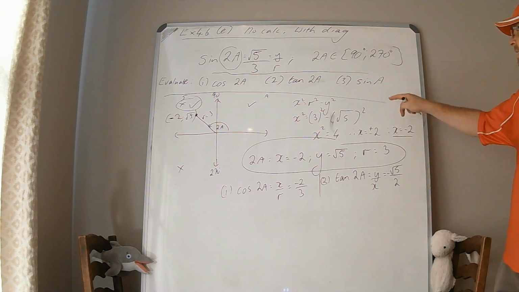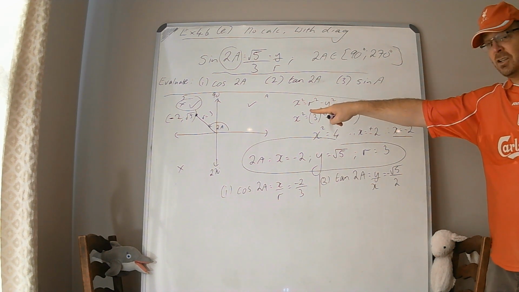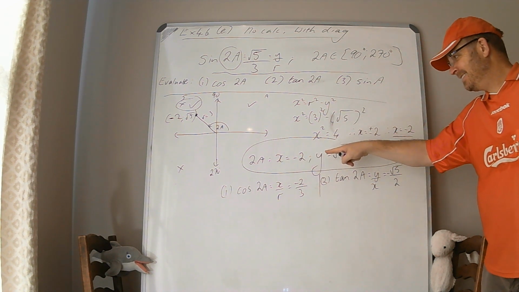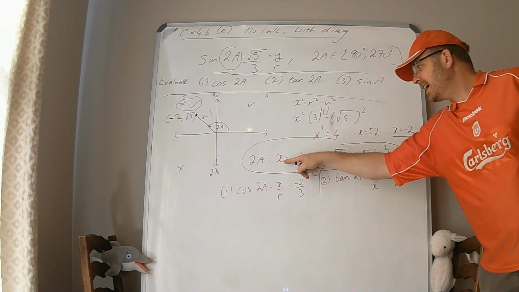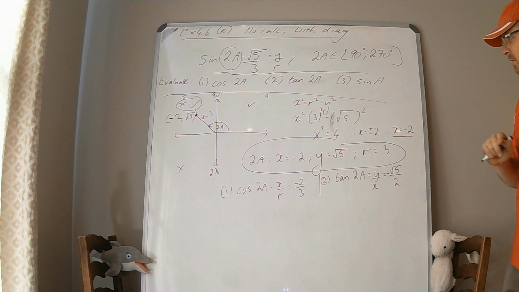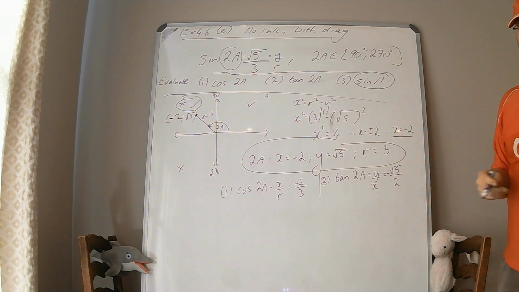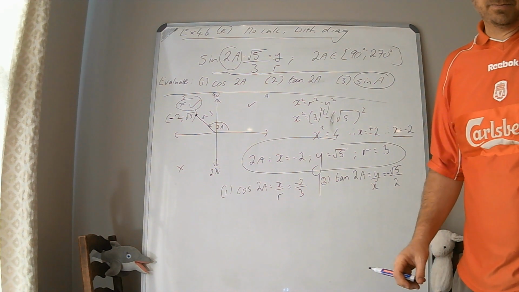Right, the next one, you're going to have to do a bit of thinking. You only have the ratios for 2A. You can't just go divide these and say if 2A is that, then A will be negative root 5 over 2, 3 over 2. You're still just working with 2A where you've halved the ratios. So you're going to have to think of a formula which links up angle A with angle 2A.